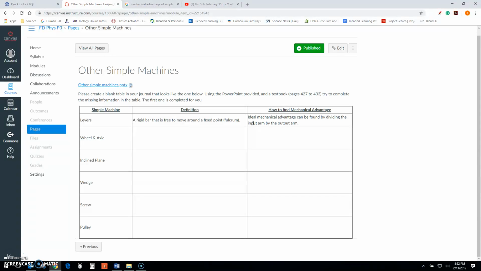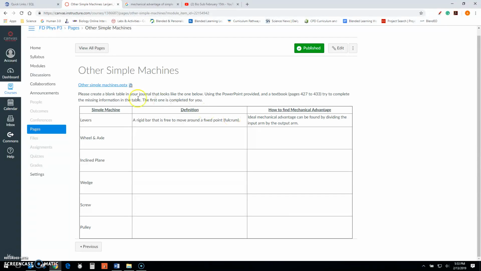What we've got here on this data table is some other types of simple machines, things that we come across in everyday life and maybe don't realize it. We've got the wheel and axle, the inclined plane, the wedge, the screw, and the pulley. And we've got a couple of different resources we're going to work with today to try to complete this data table in our journals.